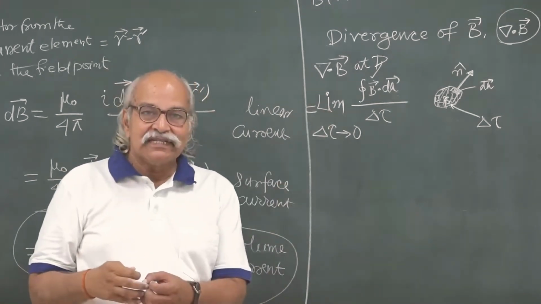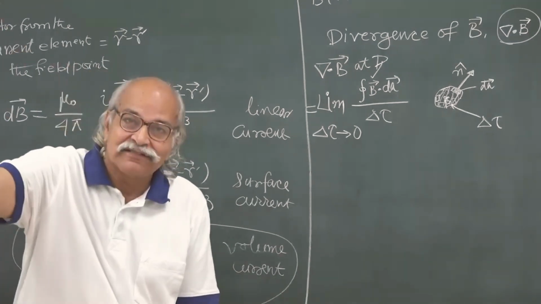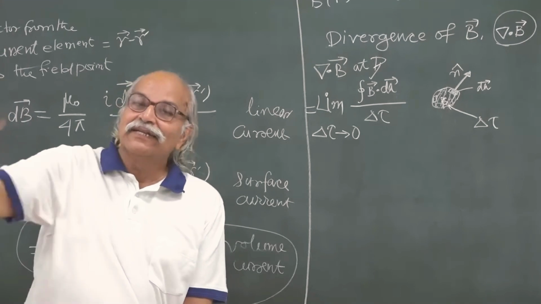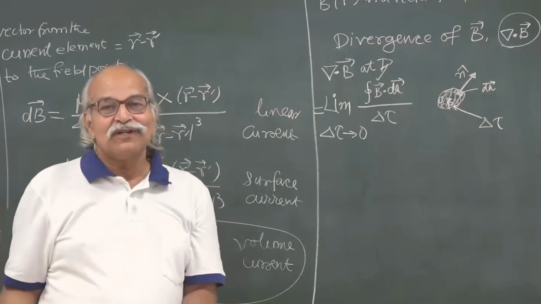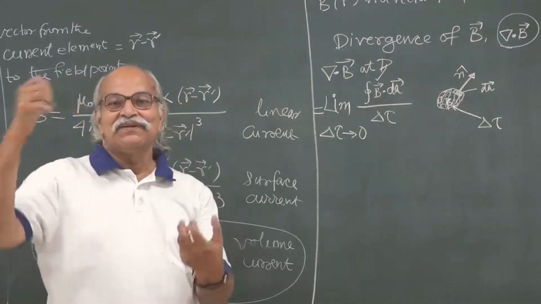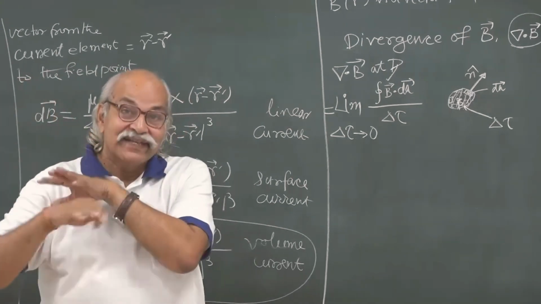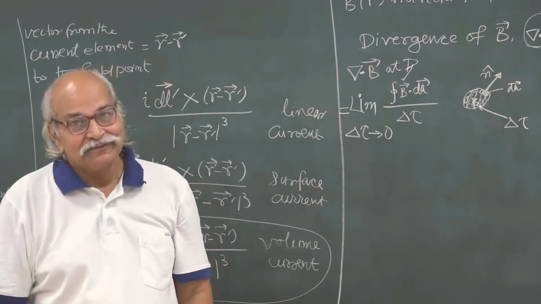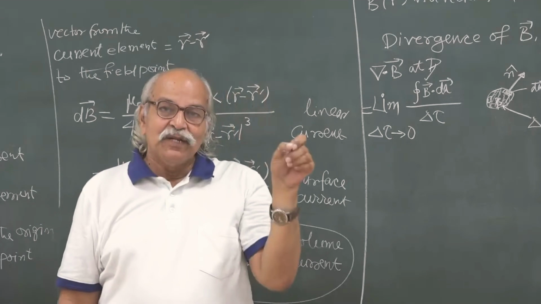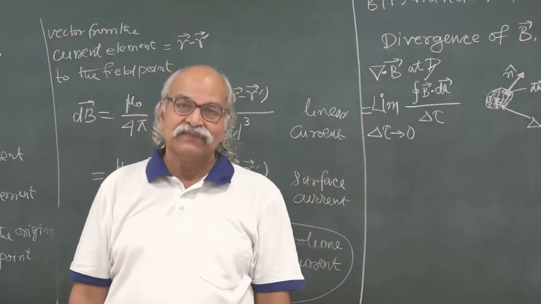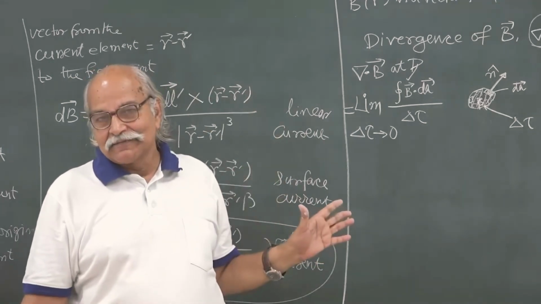To get the divergence at another point, do this entire operation there. Take a small volume enclosing that point, once again look at the surface, once again see the outward normals, once again do that B dot dA everywhere, add them and divide by that volume, and take that volume to be going to 0. So, at every point in space you can define what is the divergence of B. This is for a general vector field, any vector field.